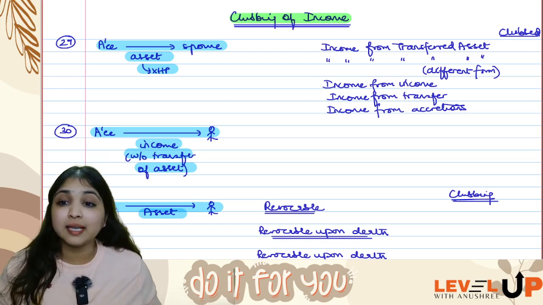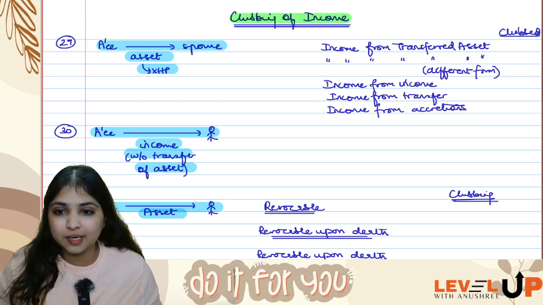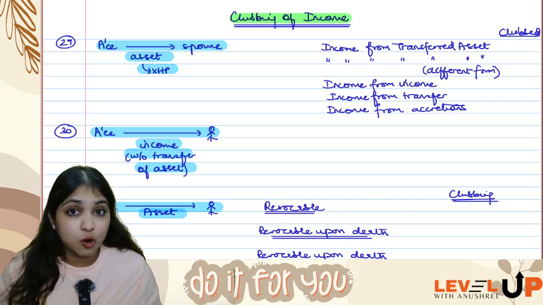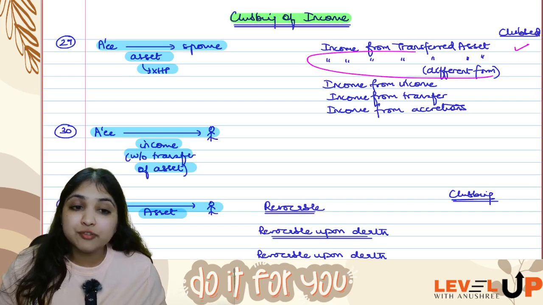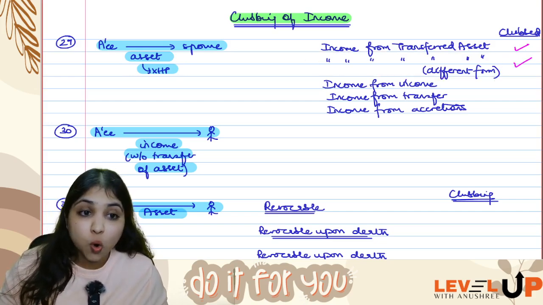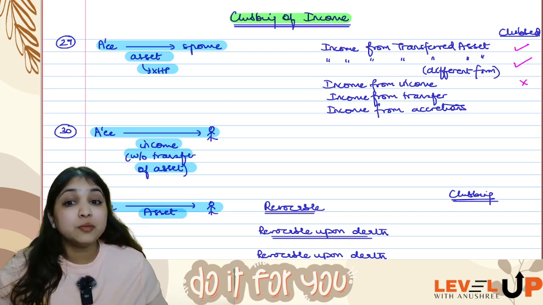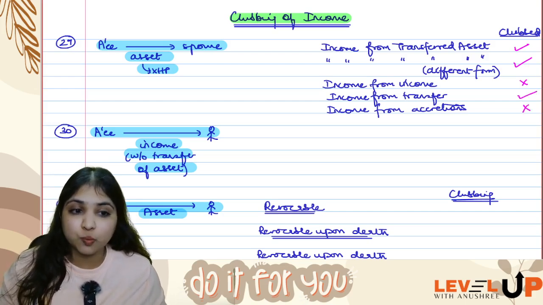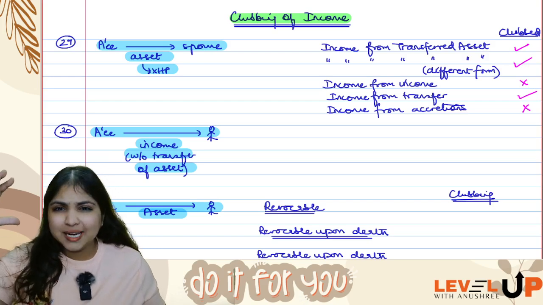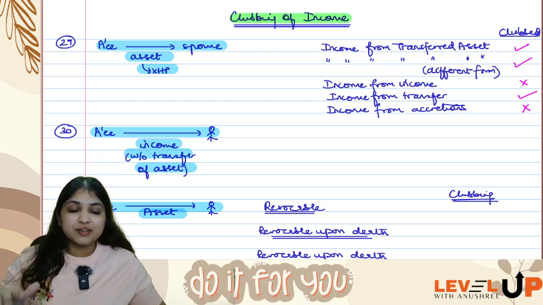Okay. Then coming to clubbing of income, if the assessee is transferring any asset to his spouse for no consideration or for inadequate consideration, any asset other than house property, then income from such transferred asset will be clubbed. Income from the transferred asset in a different form will also be clubbed. Income from income you will not club. Income from transfer of the transferred asset you will club. Income from accretions you will not club. I hope you recall one big table we had made in this regard in class, right? Income from transferred asset you will club.